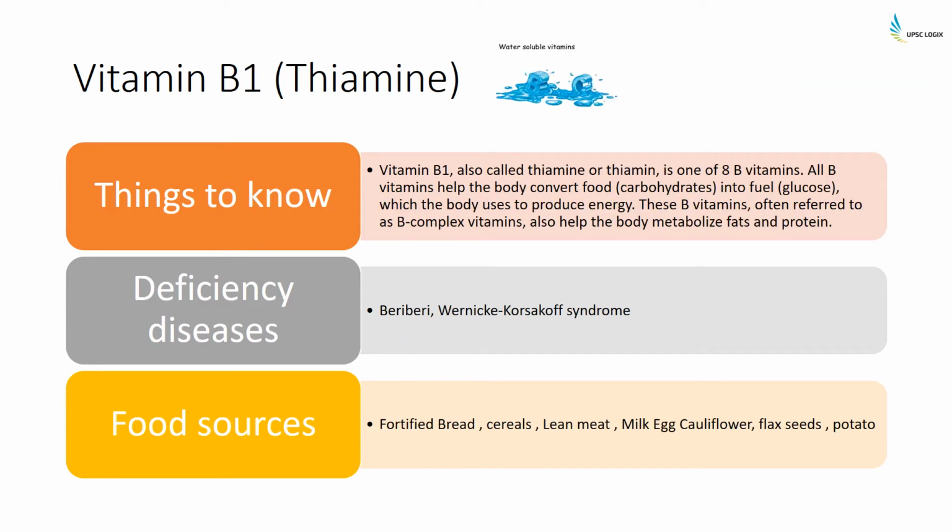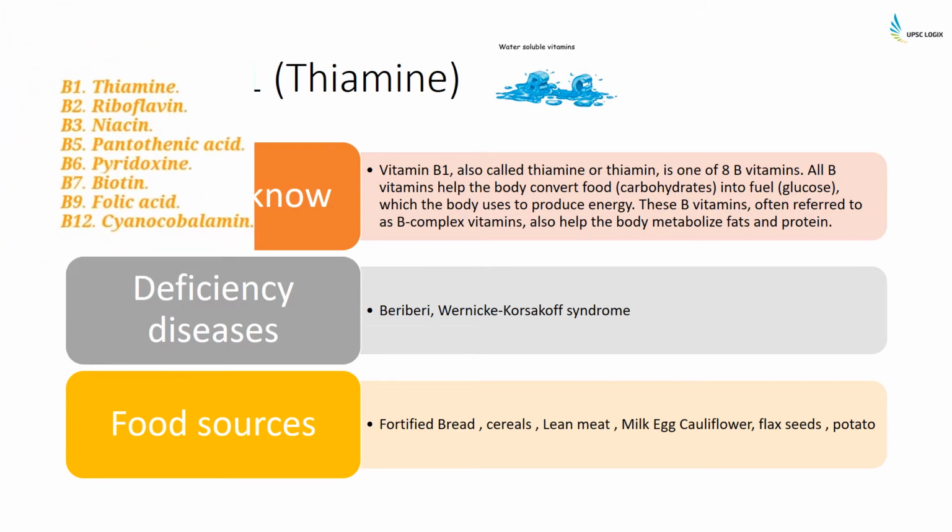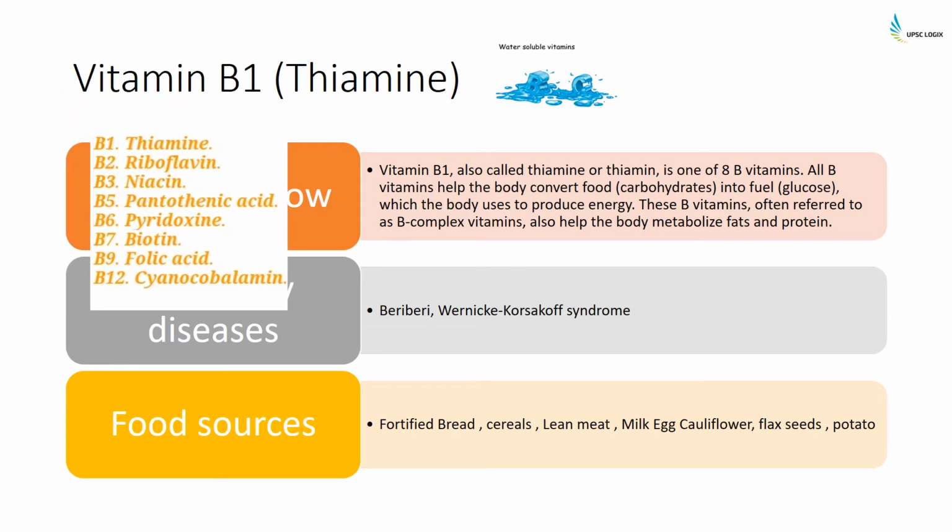So let us have a look at vitamin B1, also known as thiamine. And before we move on with vitamin B1, let us have a look at all the other vitamins that are associated with vitamin B. B1 is known as thiamine, then B2 is riboflavin, then B3 is niacin, B5 is pantothenic acid, B6 is pyridoxine, B7 is biotin, B9 is folic acid, B12 is cyanocobalamin. And these are the 8 essential vitamin Bs, and they are often referred to as B complex vitamins.